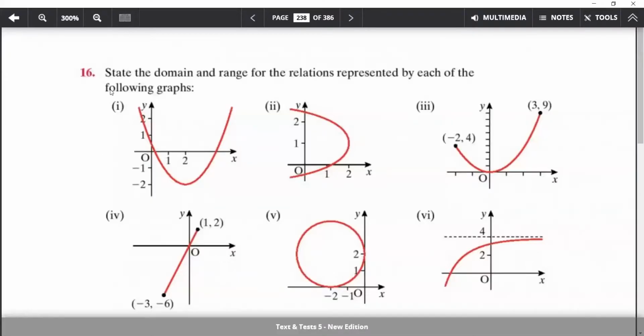So question 16 on page 238 asks you to state the domain and range for the relations represented by each of these following graphs. So your domain, your set of allowable inputs in this first one is any number. You can plug any number. This is just a quadratic. So x is an element of the real numbers. That's what you might write there. Whereas your range, your outputs, well, no number less than -2 is possible. So your output has to be defined as values that are greater than -2. But again, real numbers, any real number.